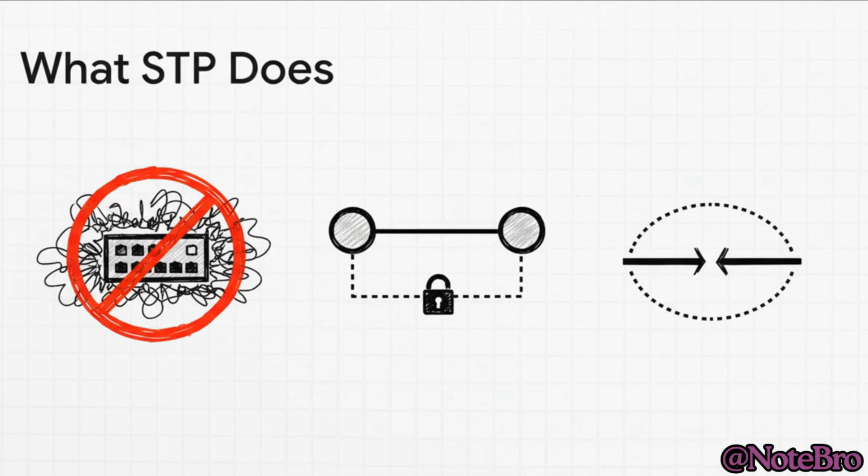STP prevents this disaster by intelligently finding all the loops and blocking the redundant links, leaving just one perfect active path, a spanning tree. But the beautiful part is, if an active link ever fails, STP instantly unblocks one of the backup links to take its place.